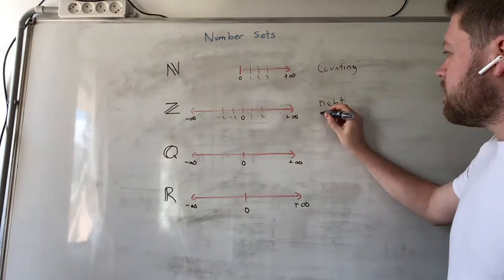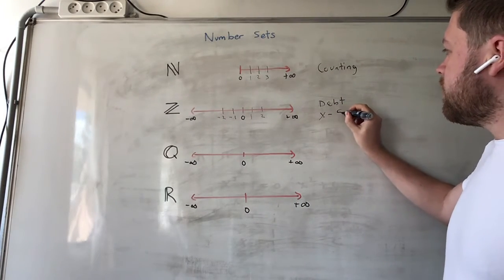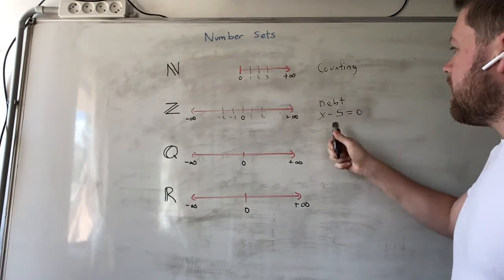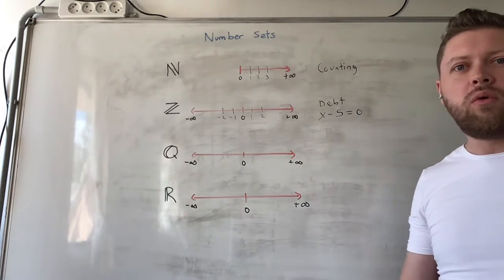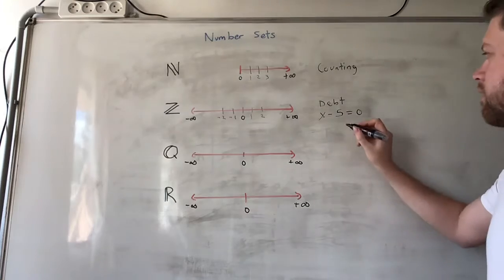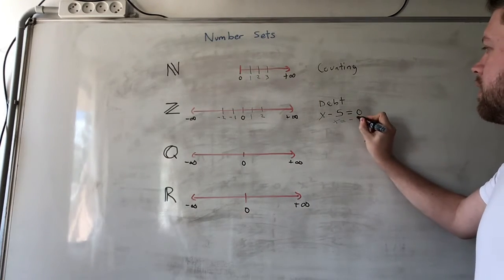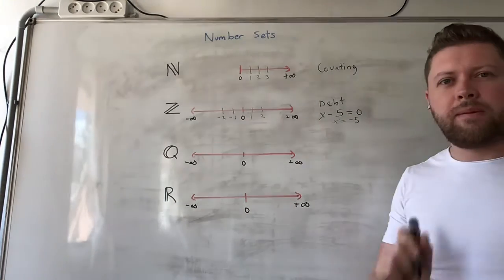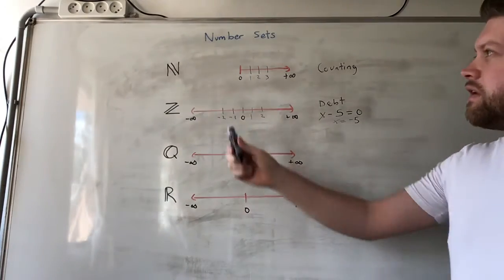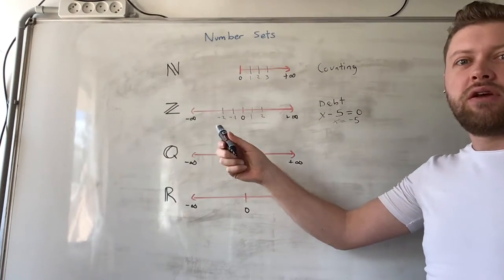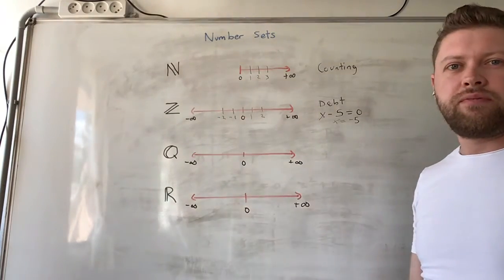You could also think that they were used to solve equations like x plus 5 equals 0. What would x be? In that case, x would be equal to -5. But you can see that the natural numbers are contained within the integers also.